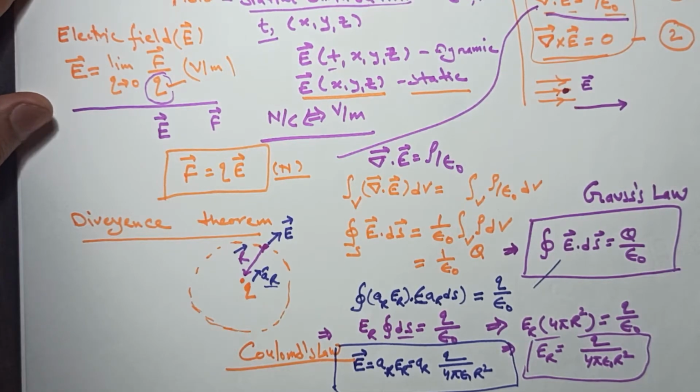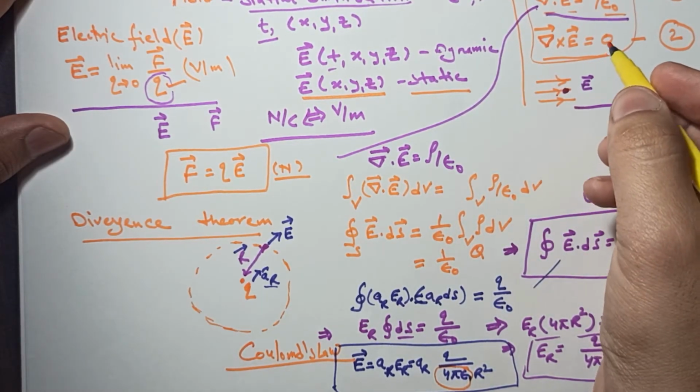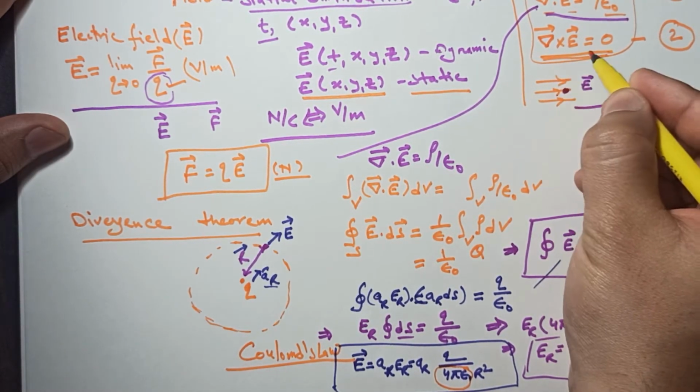So what is Coulomb's law? We already know Coulomb's law; we just derived it from these two equations. The electric field due to this point charge is inversely proportional to r square, with a proportionality constant. We'll discuss Coulomb's law in detail. Now we also have this another equation.